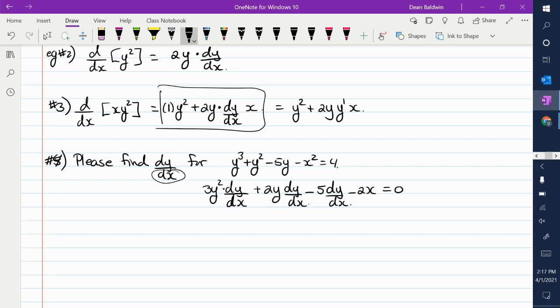All right, we're not done. Because what are we trying to do? I want to solve for dy/dx. So what do I need to do here? Factor out a dy/dx, because it's common in this one, this one, and this one. So I can pull it out of there. I'm left with 3y squared plus 2y minus 5. This negative 2x here, I can move to the other side, so it becomes positive.